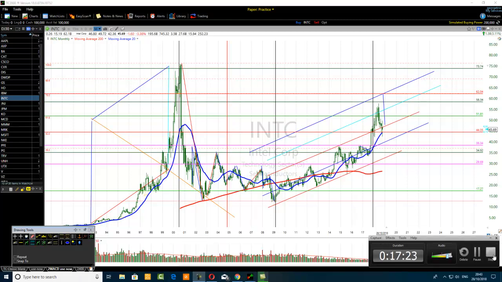The financial instrument that we were analyzing today is Intel Incorporated, ticker INTC, India November Tango Charlie, belonging to the Dow 30, an American stock.